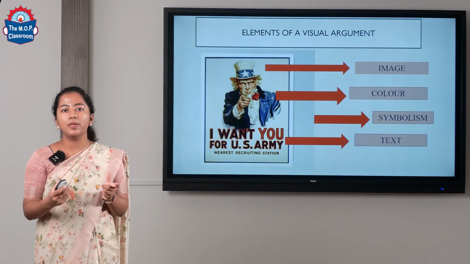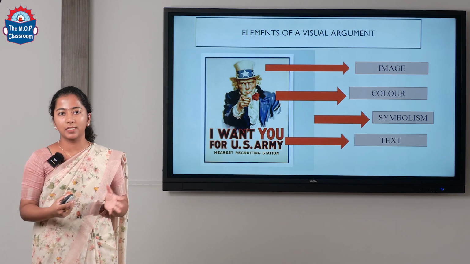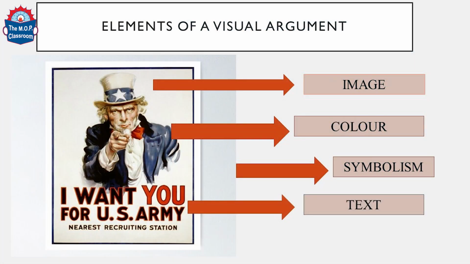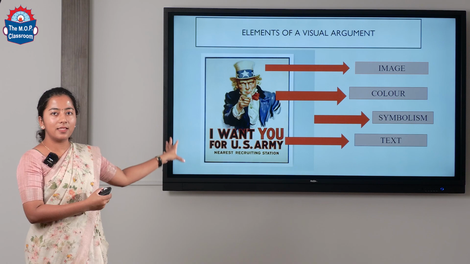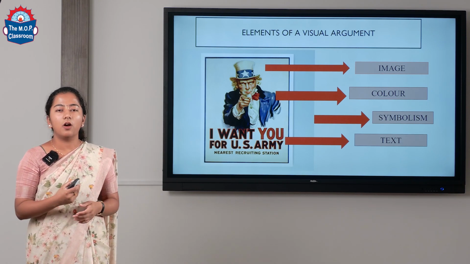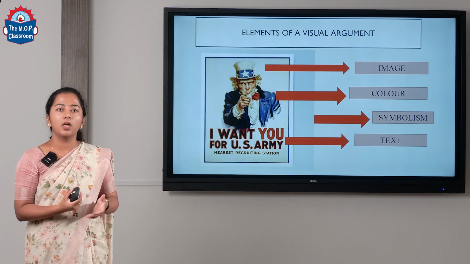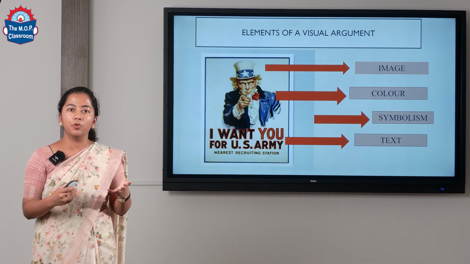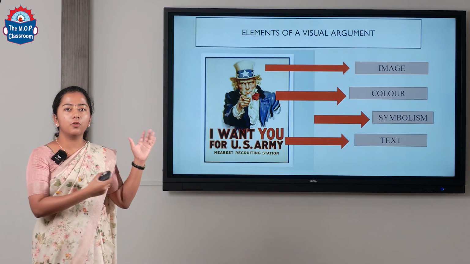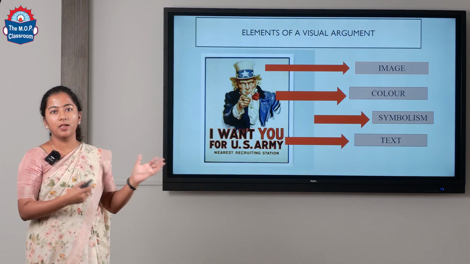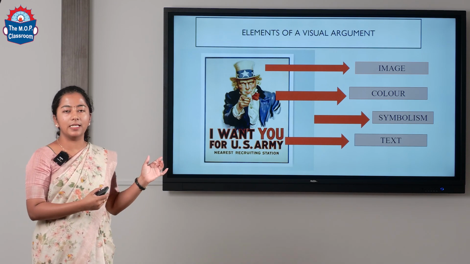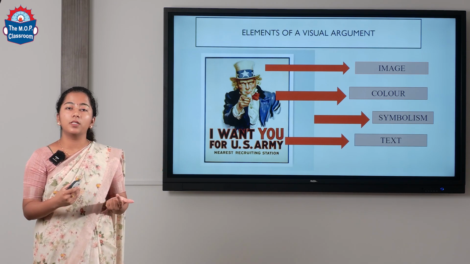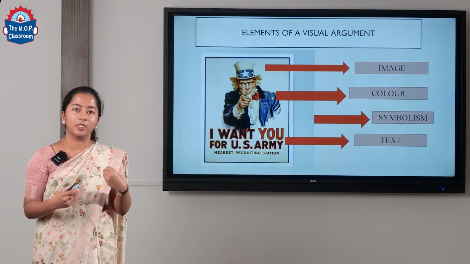Now let's look at the elements or the components of a visual argument. The image that you see in front of you is a very famous image designed by James Flagg. The man in this image is known as Uncle Sam. This is a propaganda image which was created during wartime in America. If you show this image to any American, it is very recognizable, so recognizable that it has become a part of American culture itself, right?